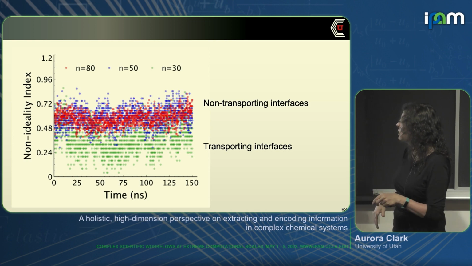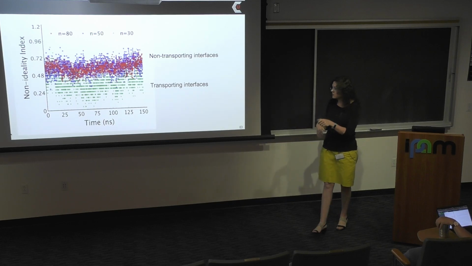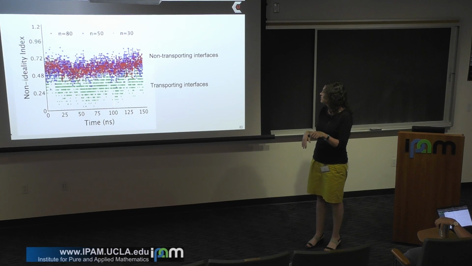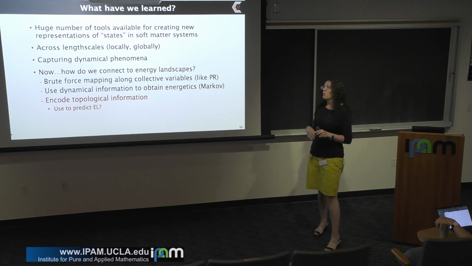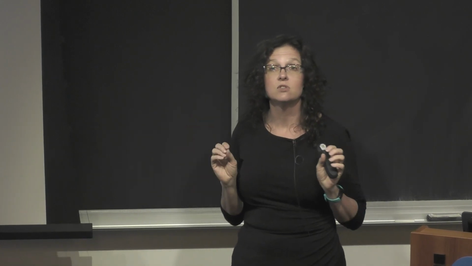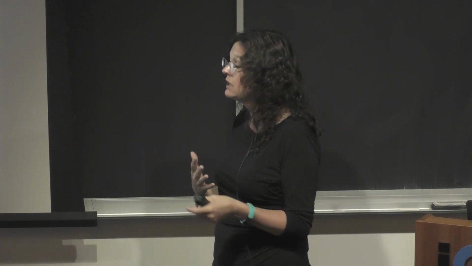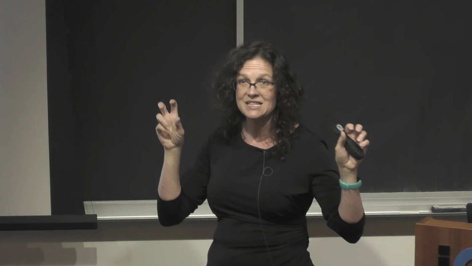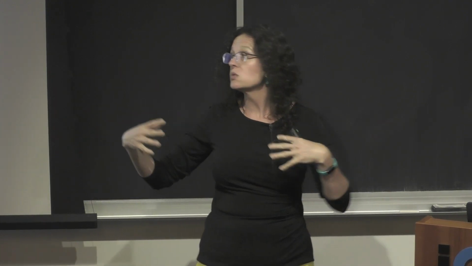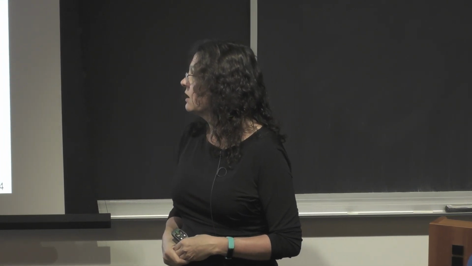And then if we look at a transporting system, where now you've got these surfactants that are pulling ions and water across the surface, you can see that the non-ideality index drops a lot and you have this huge range of these transporting surfaces. And so basically, what we've learned thus far, if we think about these persistent homology and graph theory tools in the context of structure of soft matter systems, is we've got a huge range of tools that are capturing and have the ability to create some kind of representation of states in soft matter systems. We can do this across length scales, right? So we can do this at a local level as well as a global level. We can capture dynamic phenomena through a wide range of tools.